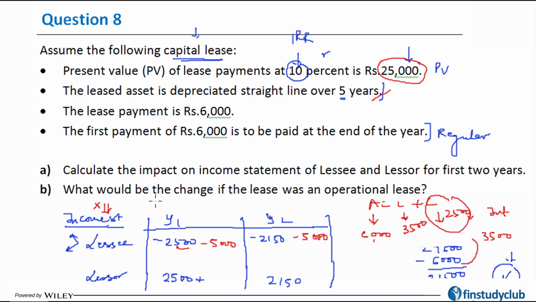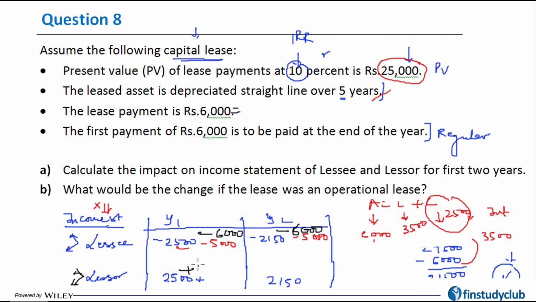The second part of the question is, what would be the change if the lease was an operating lease? Now in case of an operating lease, accounting is very simple. In the first year, the lessee is going to record an expense of 6,000 in each year, equal to the lease payment. He doesn't own the asset now. The asset is being owned by the lessor.